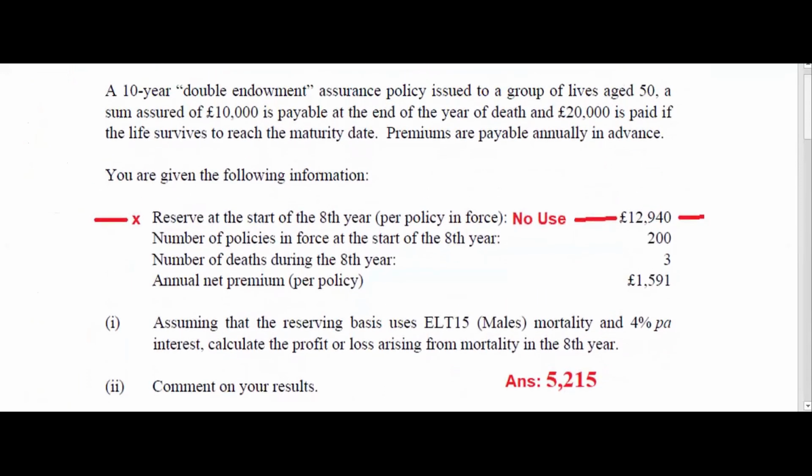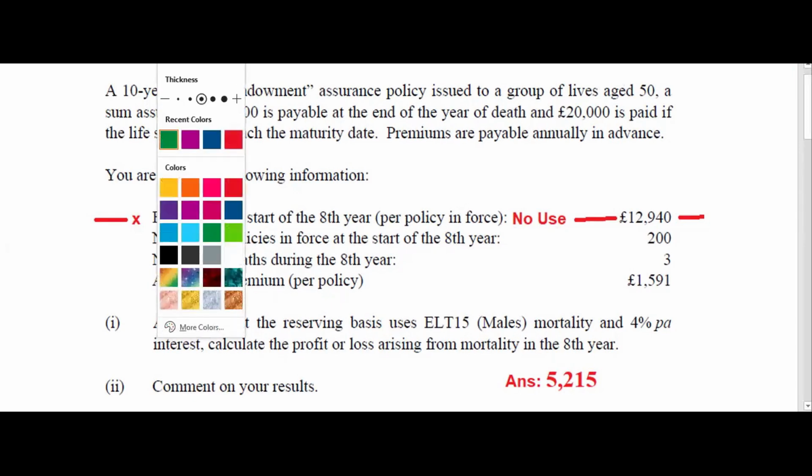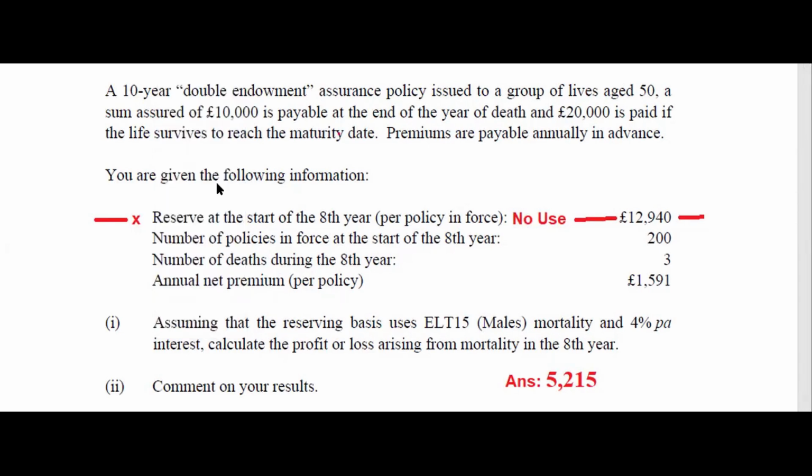Now this was the other question where we wanted this. So reserve at the start of 8th year given. I wanted not to use this one. We'll use this one and do the problem, but without using, we'll try. Okay. Double endowment is given here. Double endowment means your death benefit and survival benefit, they are not the same. Survival benefit is double the death benefit. That means here S is 10,000 and R is 20,000. Survival benefit is 20,000. That is double endowment. That's all.